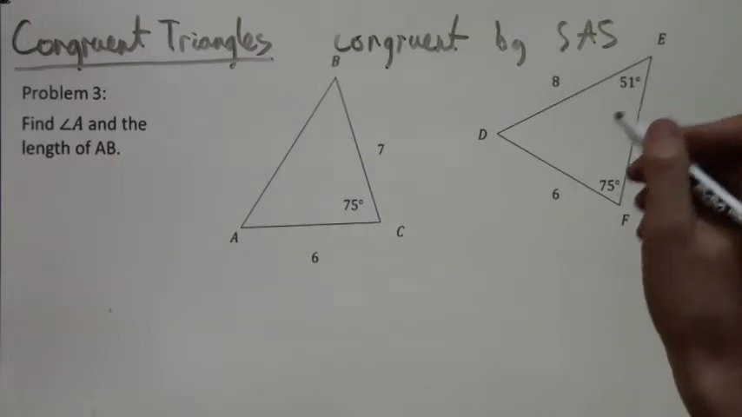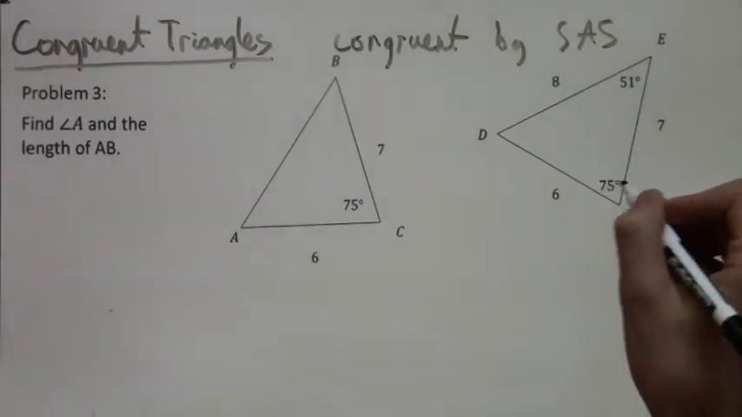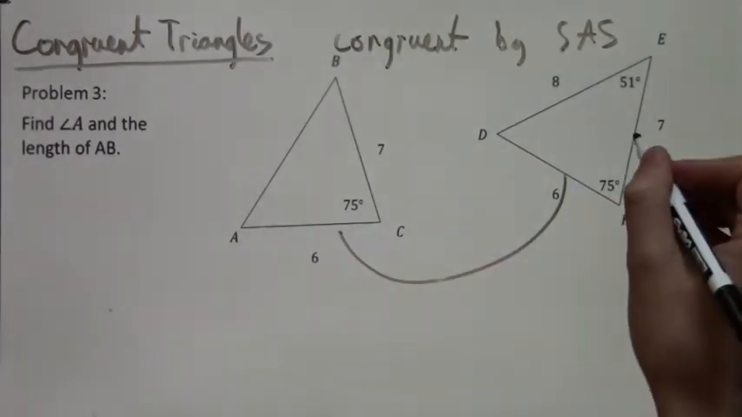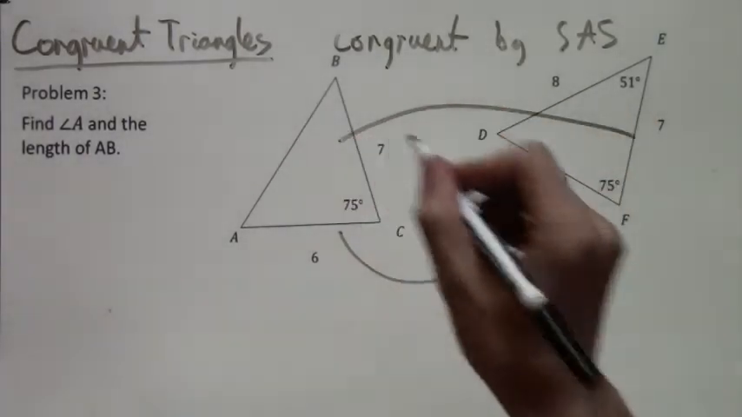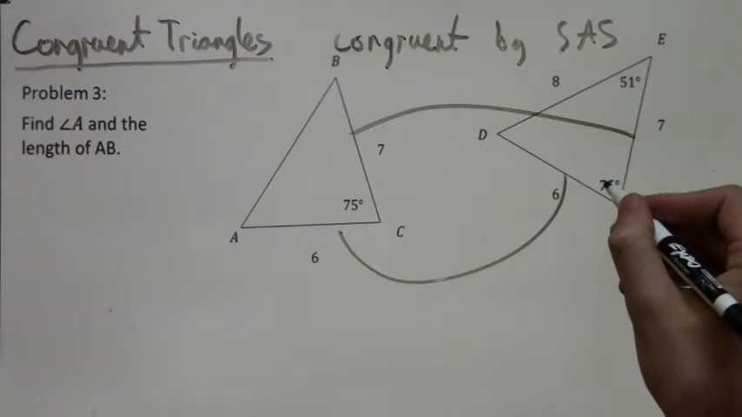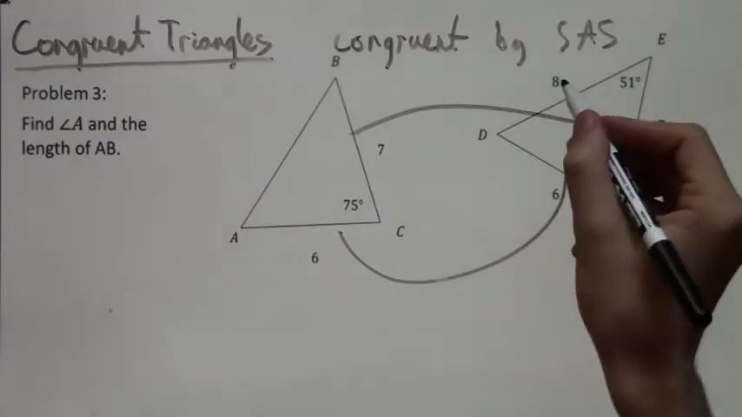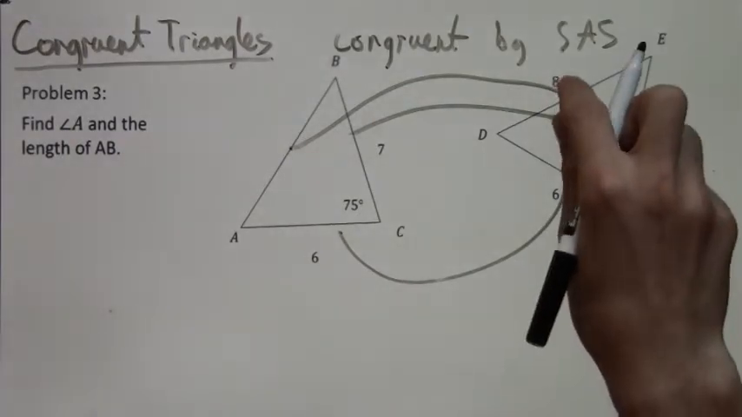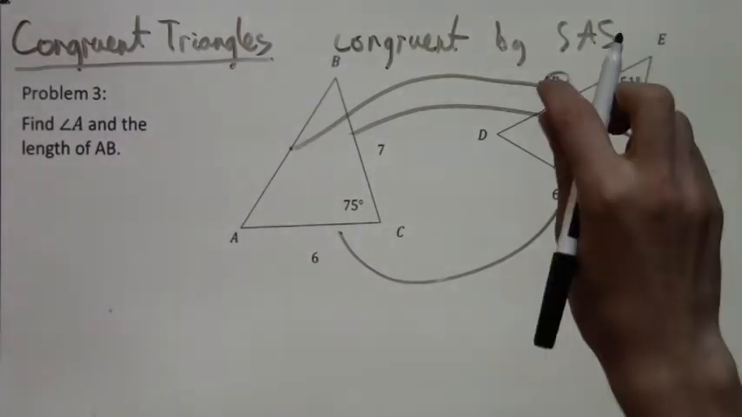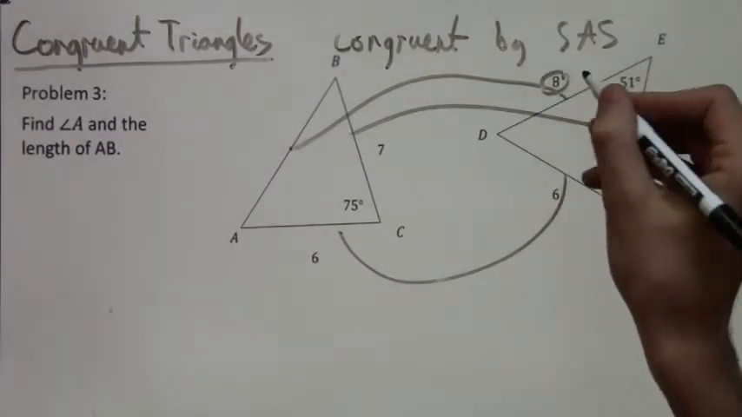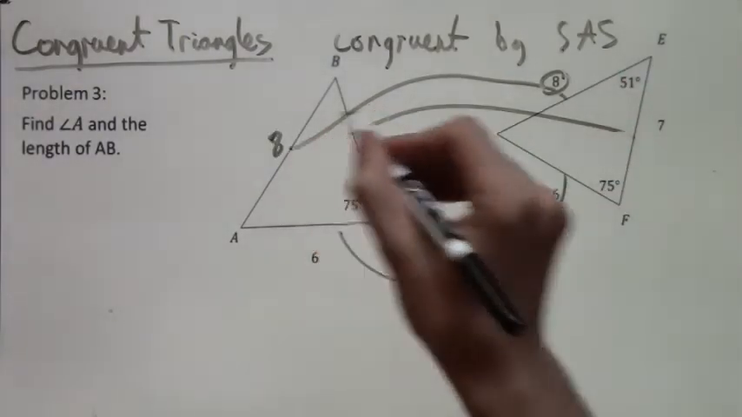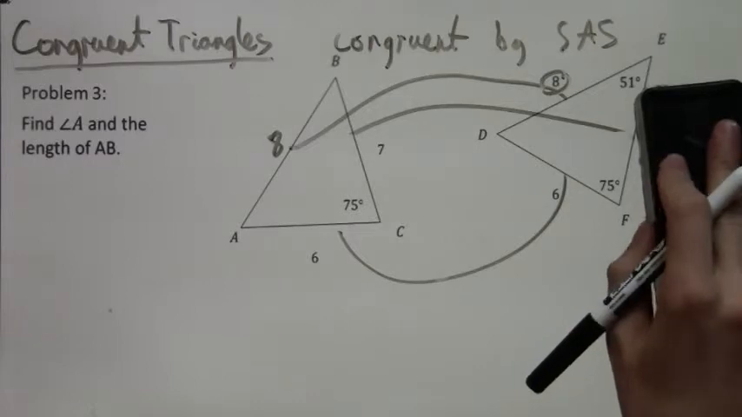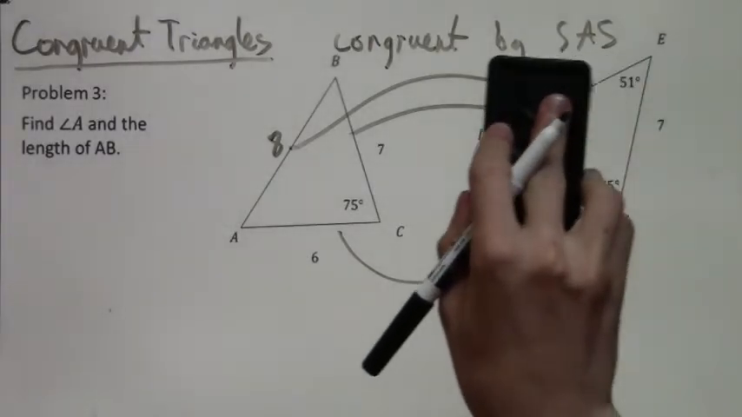So that means that we can use info from one triangle to fill in info in the other triangle. For example, we know that these two 6s match up and that these two 7s match up for the side lengths, which means that the 8 that we know about triangle DEF has to correspond to the side length of AB. And this is because they're congruent triangles. We've shown that they're essentially the same, so all the measurements have to be the same on both.